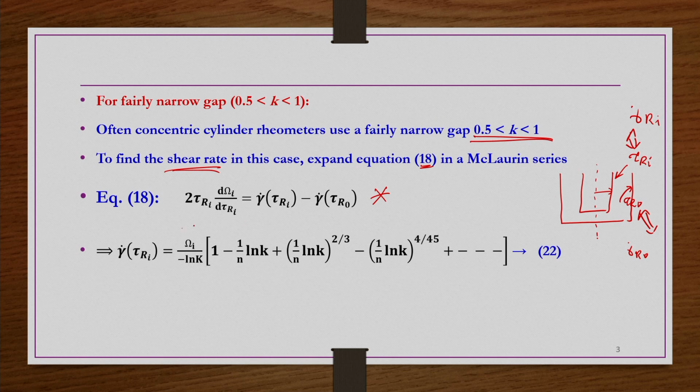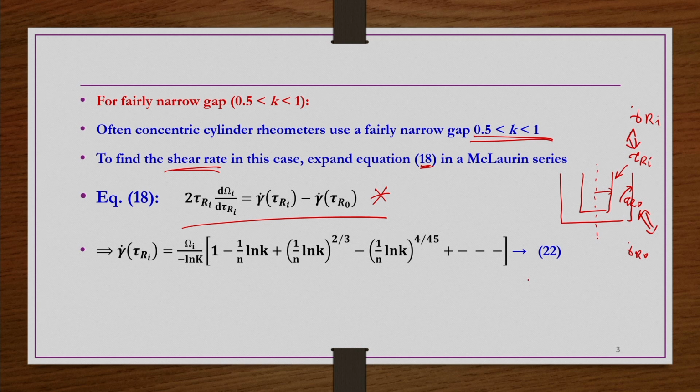Now when you apply the Maclaurin series to this equation, in equation number 22 you get for gamma dot tau Ri, or gamma dot Ri, omega I by minus ln k, multiplied by 1 minus ln k by n plus ln k by n whole power 2 by 3 minus ln k by n whole power 4 by 45. This is what we have.